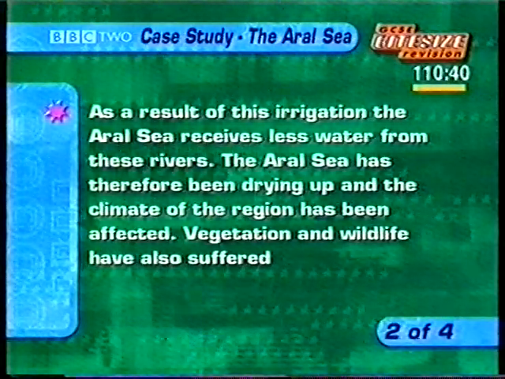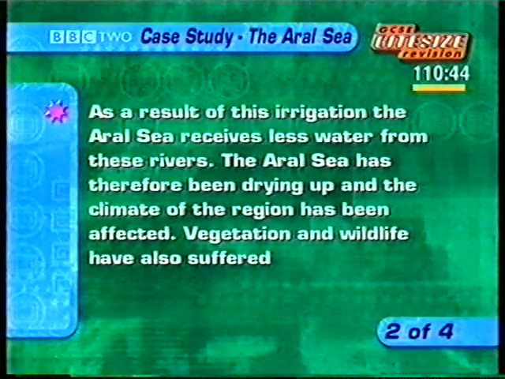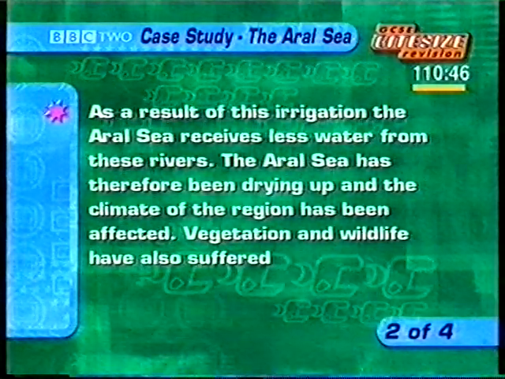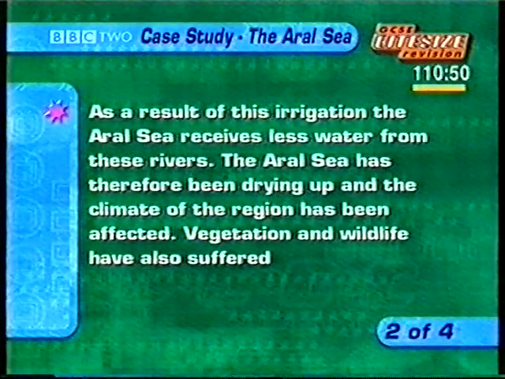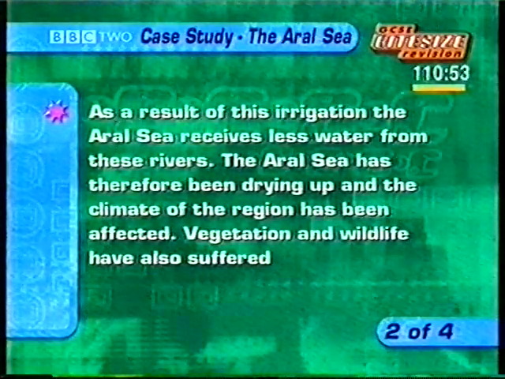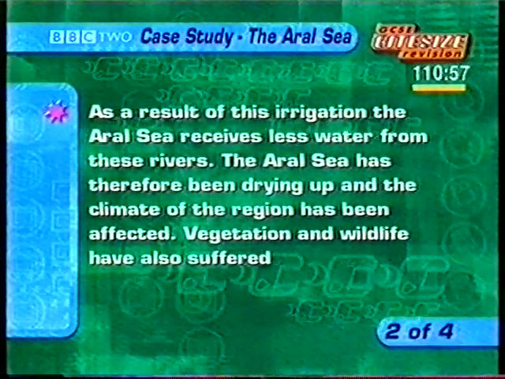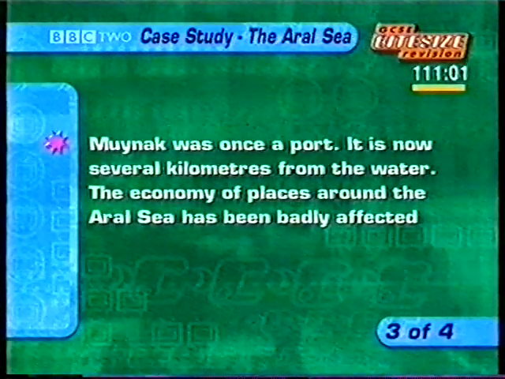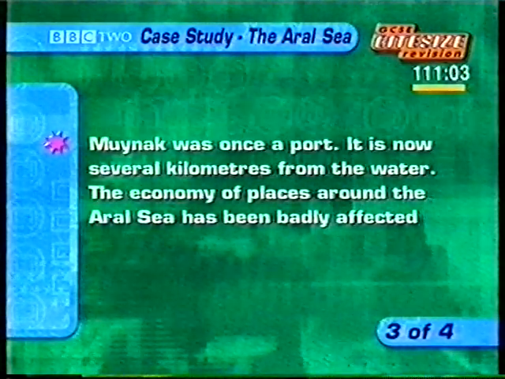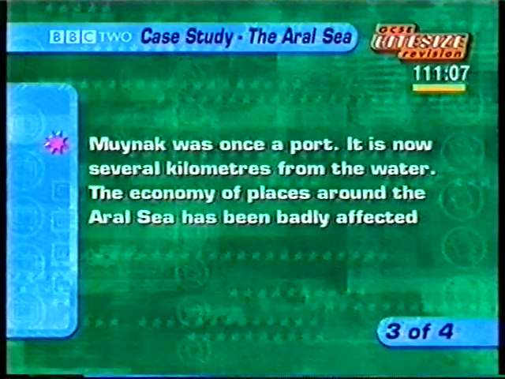As a result of this irrigation, the Aral Sea receives less water from these rivers. The Aral Sea has therefore been drying up, and the climate of the region has been affected. Vegetation and wildlife have also suffered. Maynak was once a port. It is now several kilometers from the water. The economy of places around the Aral Sea has been badly affected.